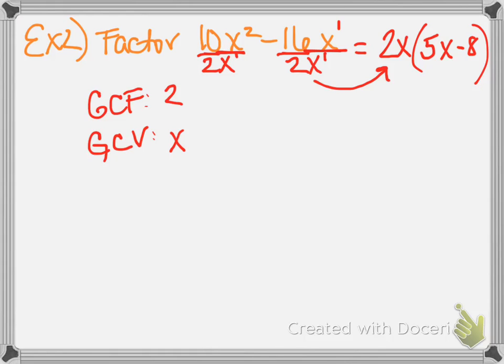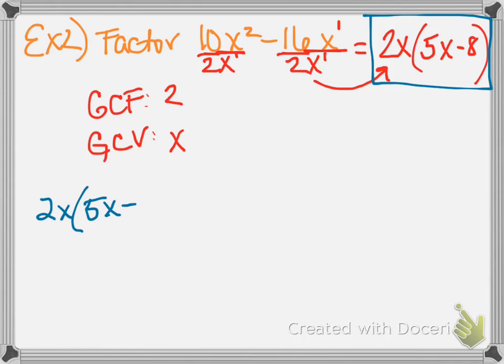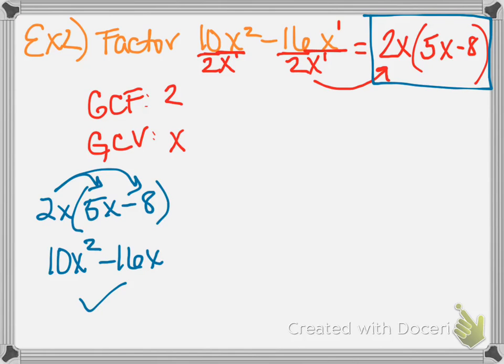Okay, and you can think about distributing this back. So here would be my answer. If I check, I would have 2x times 5x minus 8. I distribute, I'd get 10x squared and minus 16x. We can also do this with an area model.